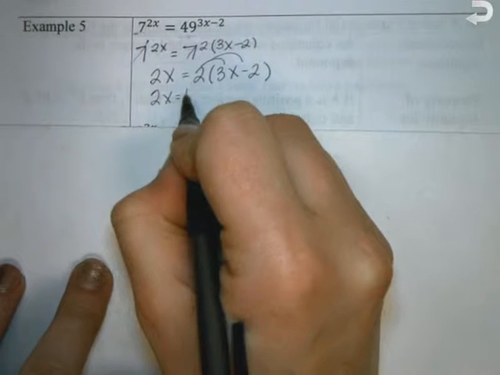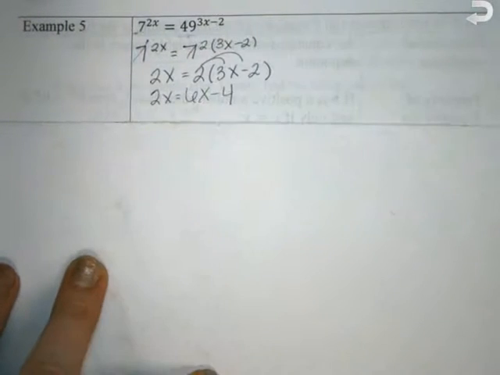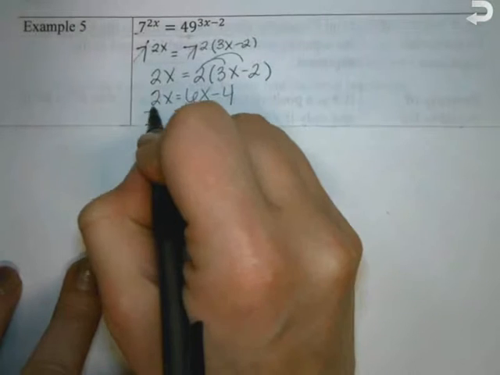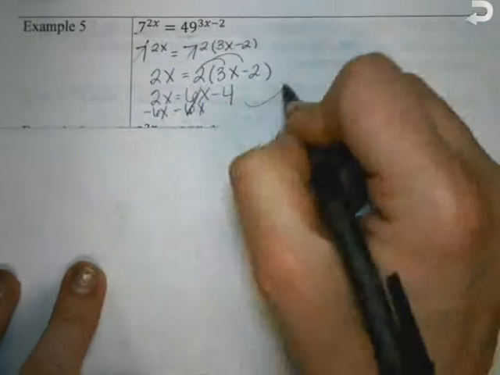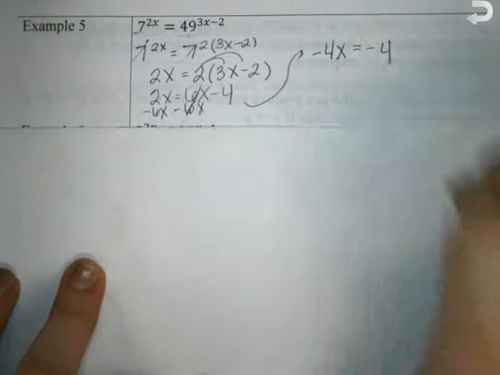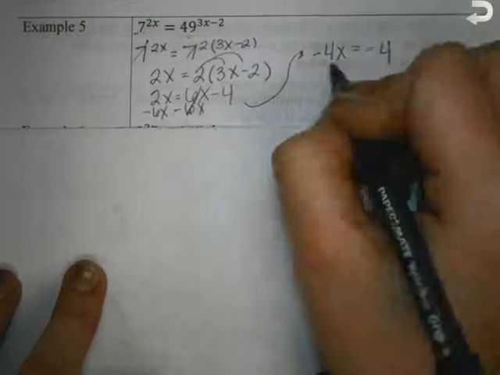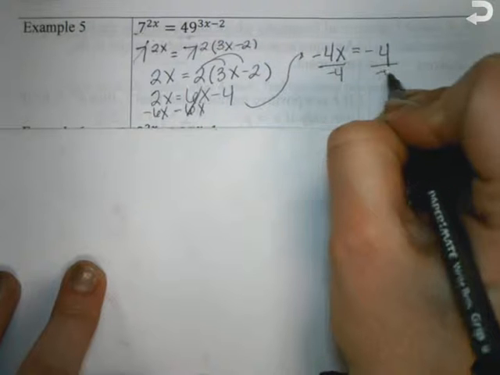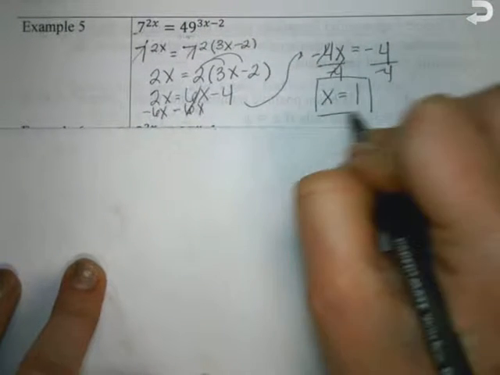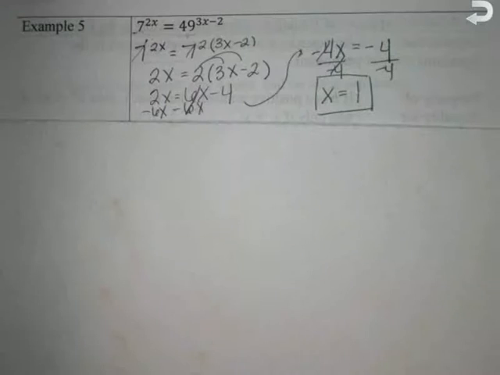I am going to subtract 6x from both sides. And that gives me negative 4x equals negative 4. Divide both sides by negative 4. So x equals positive 1. Okay? Example 6.